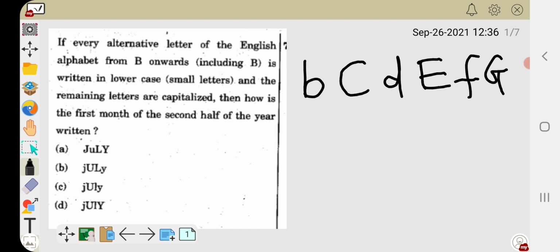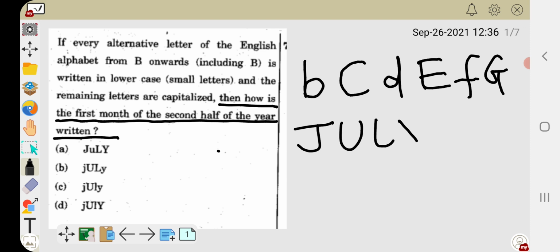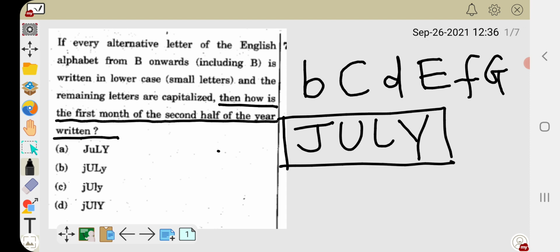And second, it asks how the first month of the second half of the year is written. The first half of the year is January, February, March, April, May, June. 6 months are completed. And the second half means July to December: July, August, September, October, November, December. These are 6 months. So this is the second half, and the first month of the second half is nothing but July.